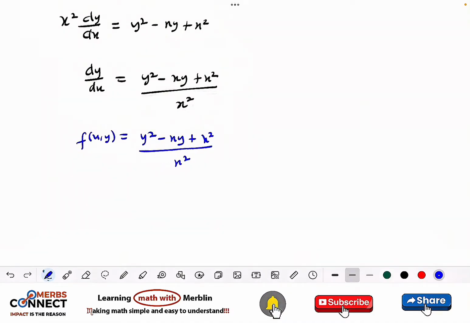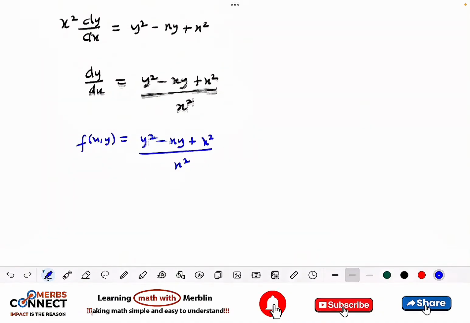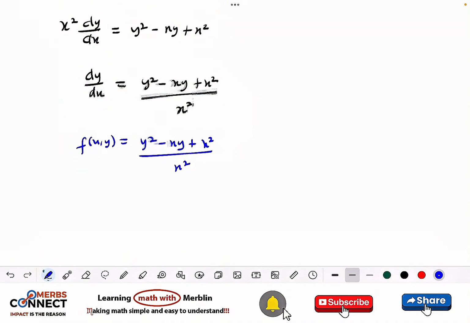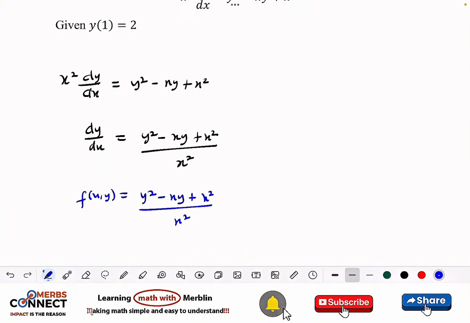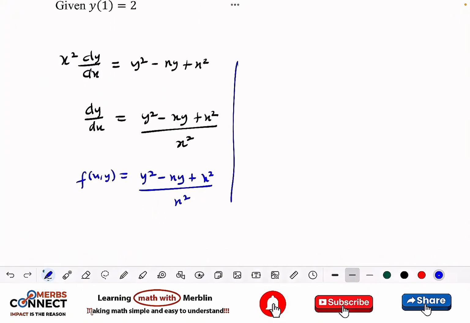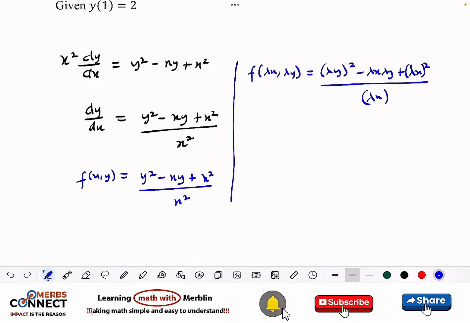So we want to check if it is homogeneous, then we start trying the idea of solving, right? So let me just do it here. Now let's put in lambda. So lambda x, lambda y, and this is going to give us lambda y squared minus lambda x, lambda y plus lambda x all squared divided by lambda x all squared.